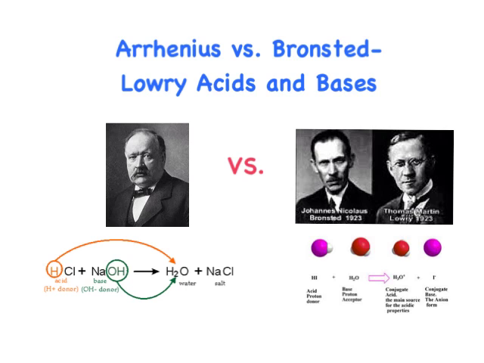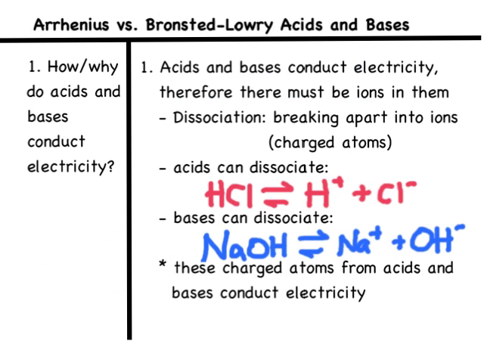Last time we talked about acids and bases, their characteristics, and their pH readings. This time we're going to take a little more in-depth look at acids and bases and figure out what makes a solution an acid versus a base. Our first question is, how or why do acids and bases conduct electricity?